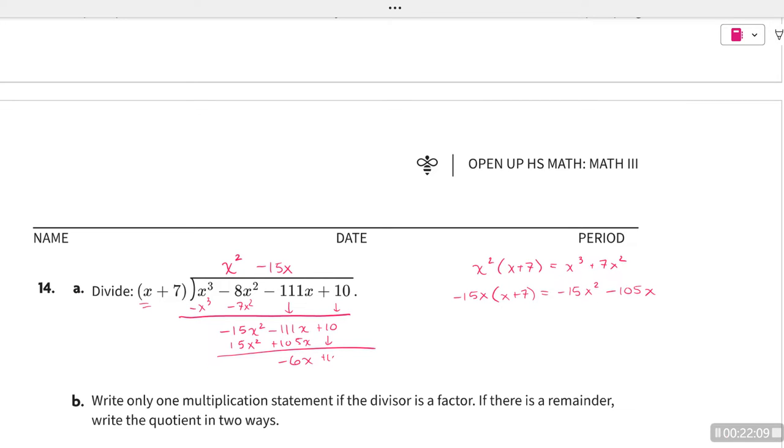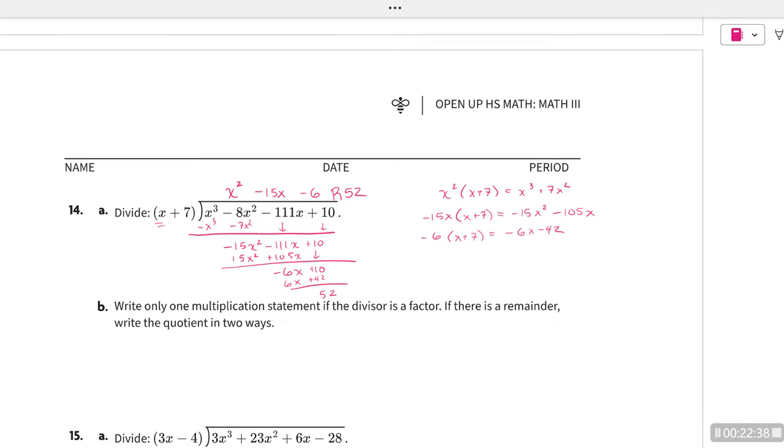and we carry down this 10. So x can go into negative 6x negative 6 times. So negative 6 times x plus 7. That gives us negative 6x minus 42. Okay, so we're going to subtract both those terms. So 6x plus 42, since we're subtracting, and this is going to get us a remainder of 52.